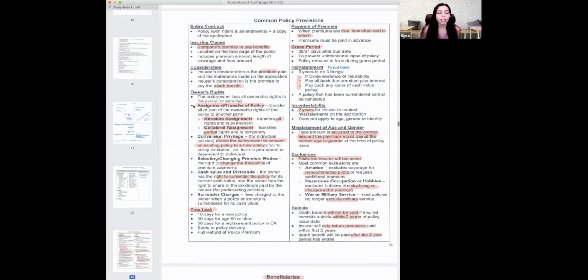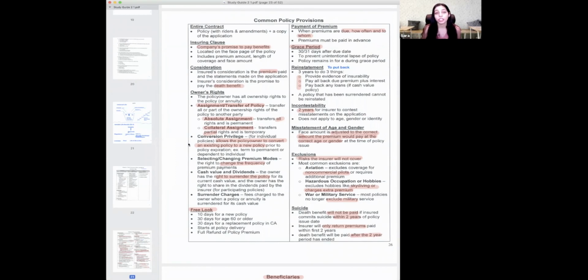Next thing is owner rights. So as a policy owner, if you are the owner of a policy, it means you pay the premiums. And as the policy owner, you have certain rights. One of the rights is assignment or transfer of policy. This is the ability to give ownership over to somebody else, right? There's absolute assignment, where you're giving all ownership to somebody else, and there's collateral assignment, where you're giving some or partial rights to somebody else. So you still have some ownership, and they have some ownership.